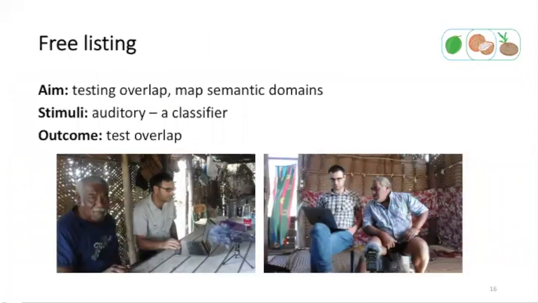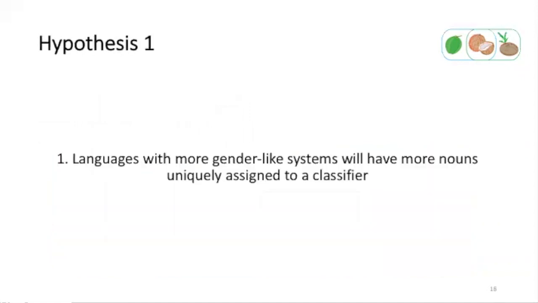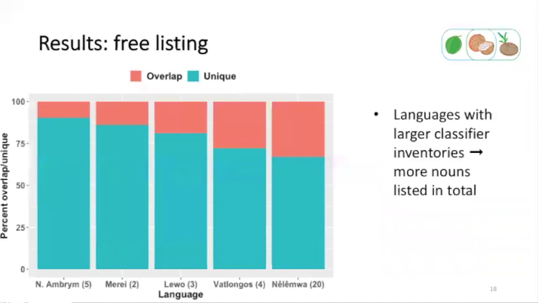Free listing is a very simple experiment where participants hear a classifier, then have 3 minutes to list as many nouns that are associated with it. Okay, so let's move on to our first hypothesis. We hypothesize that languages with more gender-like systems will have more nouns uniquely assigned to a classifier, whereas a system which is more classifier-like is going to have nouns occurring with multiple classifier lists.